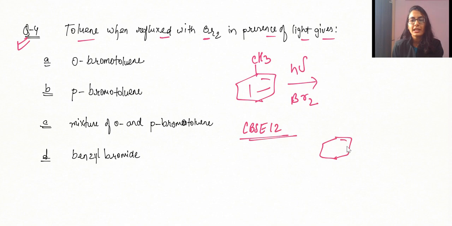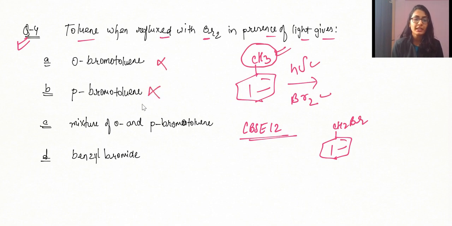So you are going to get substitution on the side chain. You are not getting any electrophilic aromatic substitution with Br2 in the presence of light. You are getting the substitution in the side chain. So you are not getting orthobromotoluene, you are not getting parabromotoluene, not even a mixture of ortho and para. You are getting benzyl bromide. It's that easy. So our answer is option number D.